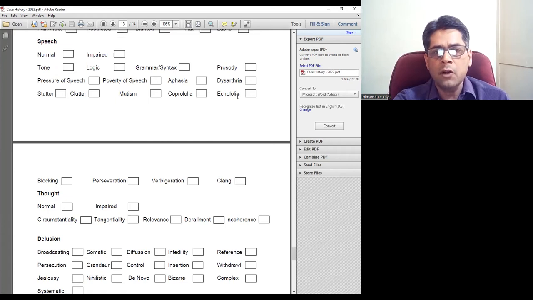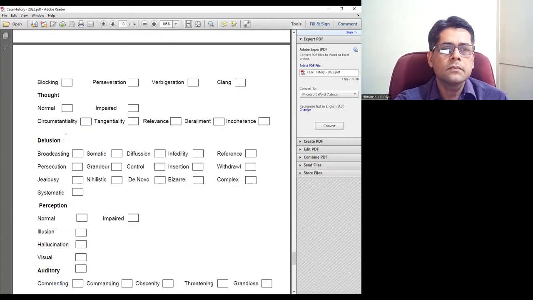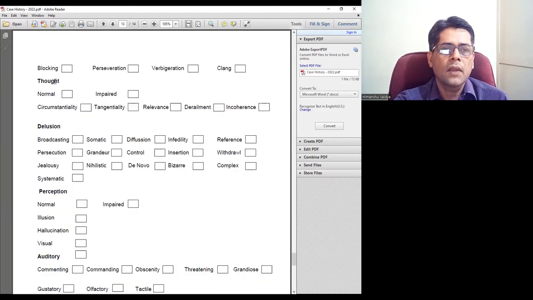Now, these words may not be familiar to you. For that, you will have to do some course in clinical psychiatry, or just go into the books, the basic book of Kaplan, and you will see what this means. Coprolalia, echolalia, dysarthria, aphasia. Thought, normal or impaired. If it is impaired, then these are the flavors of being impaired. Whatever applies, tick it.